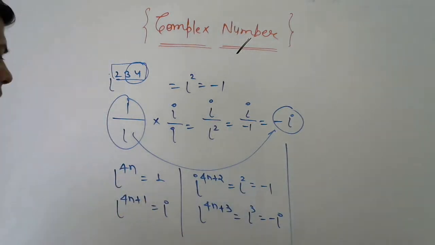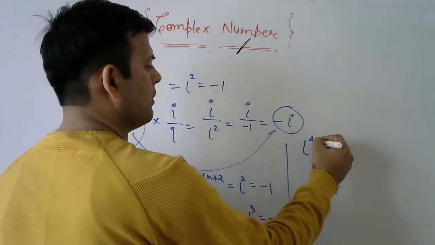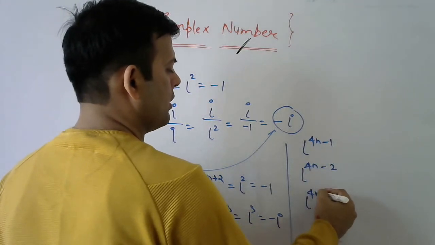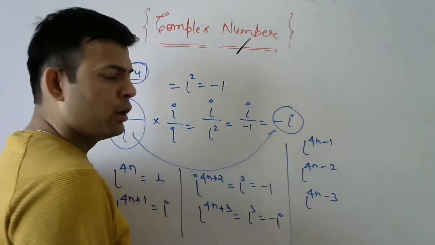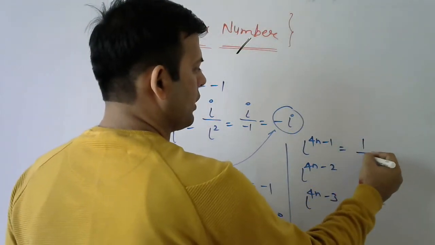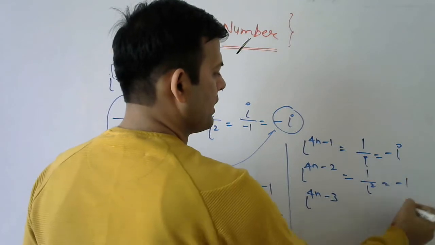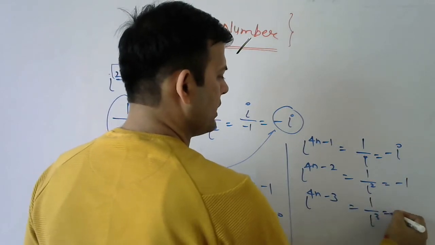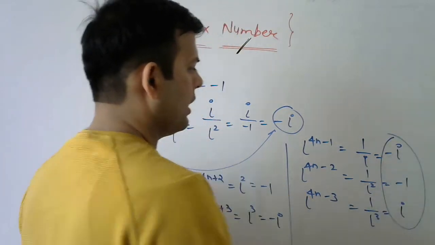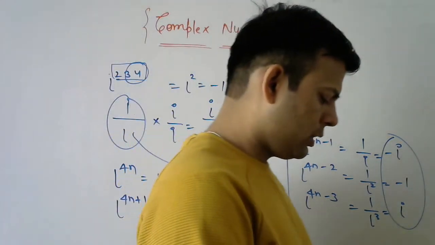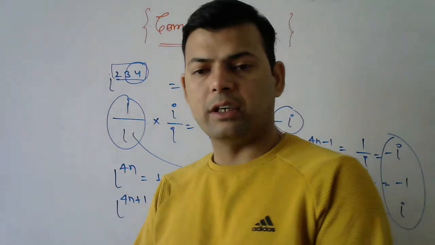Sometimes we can write it like this also: iota power 4n minus 1, iota power 4n minus 2, iota power 4n minus 3. So how do I write this? 1 upon iota is minus iota. 1 upon iota square is minus 1. 1 upon iota cube is iota. So however I go, I get the same repeated values. Okay, now I take a question asked in an exam.